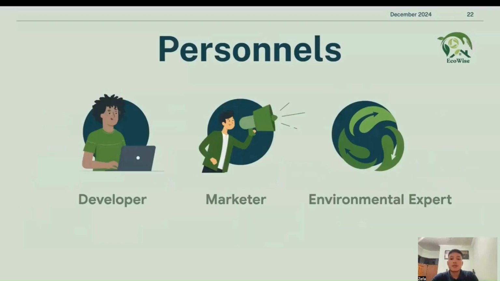There are three important roles in the deployment of this application. The first is the developer, who is responsible for the development of the application and supporting technology. The second is the marketer, who focuses on marketing strategies and expanding user reach. Lastly, the environmental expert ensures that waste management information in the application is accurate and relevant.